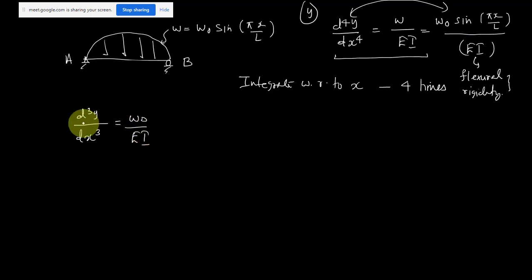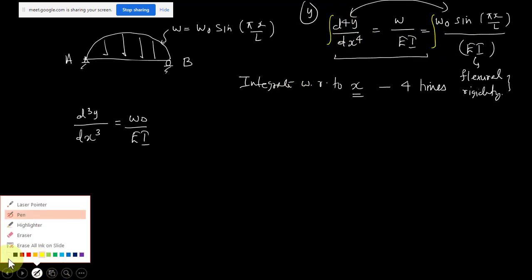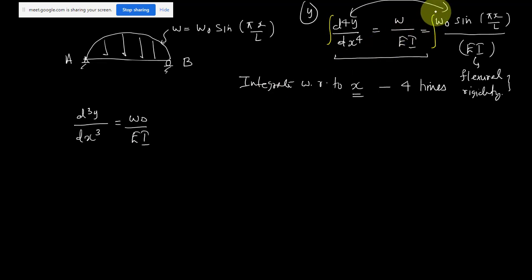So the only variable we are integrating with respect to is x. The variable is sine of pi x by l. The first integration means we take the integral of the LHS and the integral of the RHS. Once you take the integral of the LHS, you will get d cube y by dx cube. And in this integration, w0 by EI is a constant.